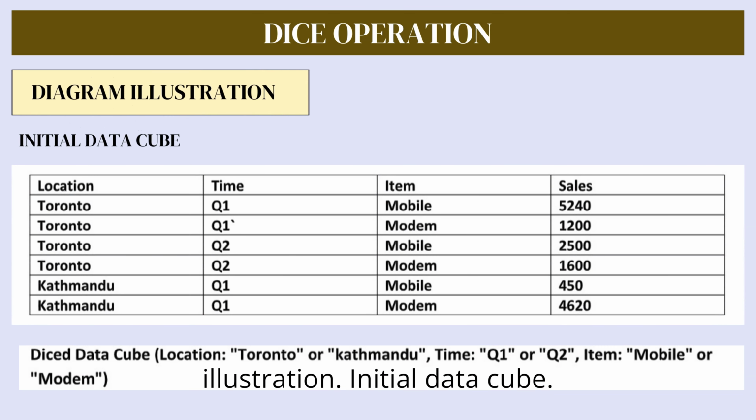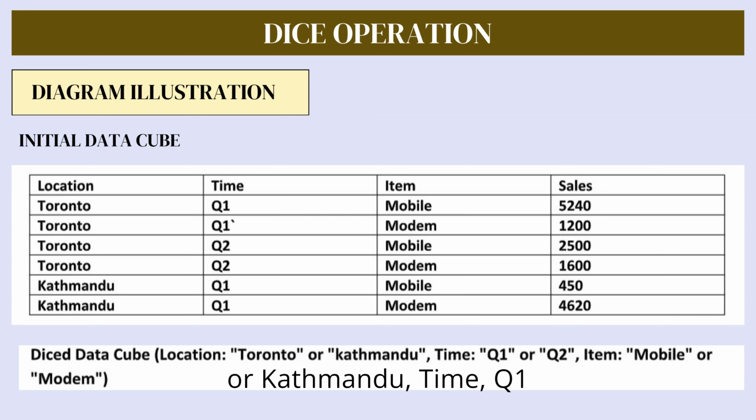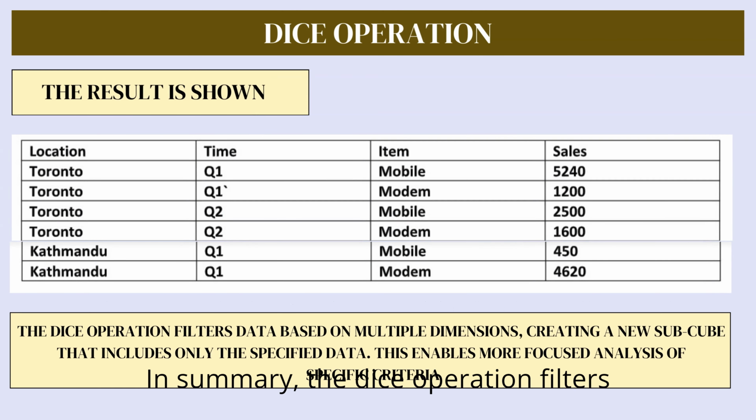Diagram illustration. Initial data cube. Dice data cube: location, Toronto or Kathmandu; time, Q1 or Q2; item, mobile or modem. The result is shown. In summary, the dice operation filters data based on multiple dimensions, creating a new subcube that includes only the specified data. This enables more focused analysis of specific criteria.